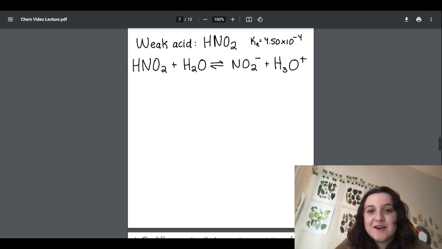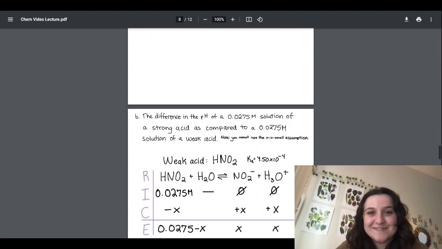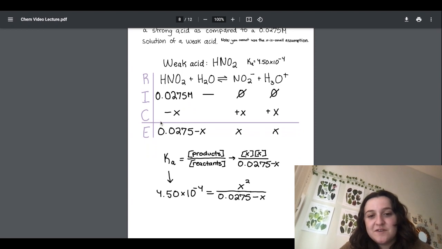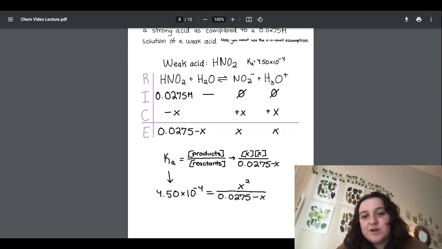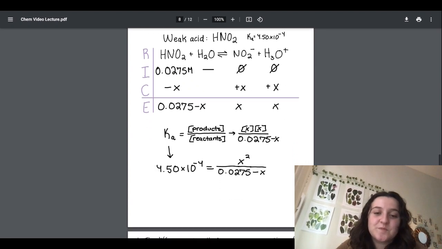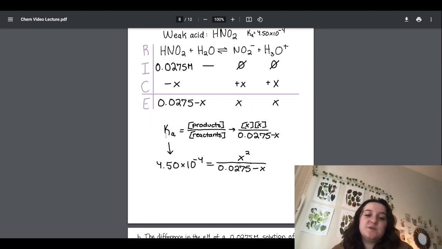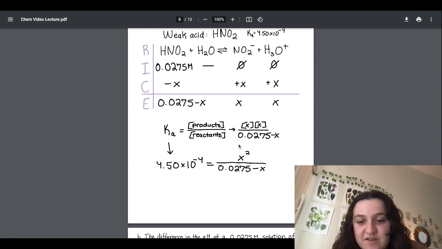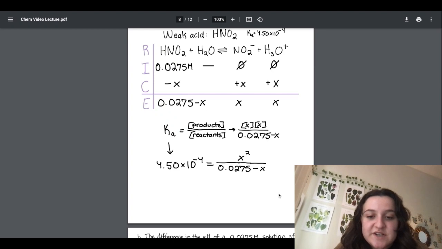So what we're going to do now, as you definitely know, is set up a RICE table. And so here is everything filled out. Because the constants in front of each of these are all 1, we know that this is minus x, plus x, plus x. So now I'm going to plug it into this equation. Ka is going to equal x squared over 0.0275 minus x, and that's written here.